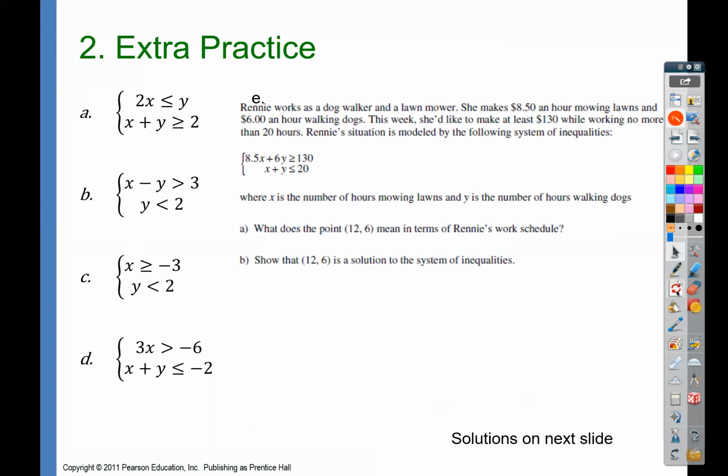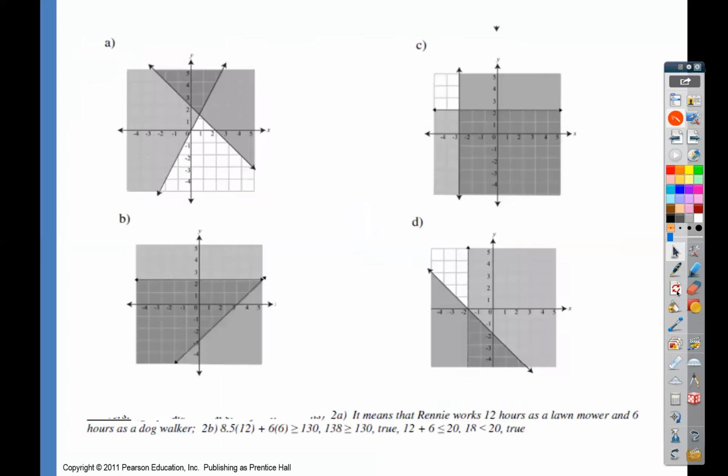All right, here's some extra practice for you to do. So go ahead and try those and I'll show you the answers on the next slide. And here you go. Those are the solutions of the graph.